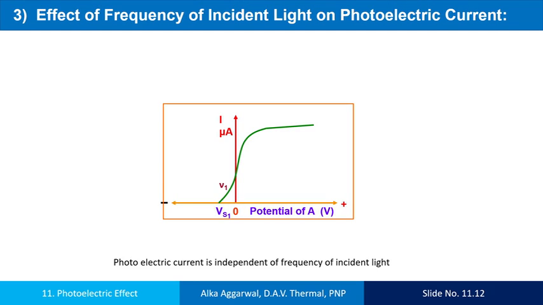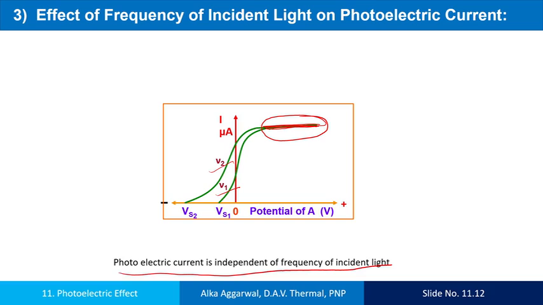When a graph is plotted for the frequency of the incident light, then the shape is like this, and it has been observed that with the increase in the frequency, there is no change in the photoelectric current. Photoelectric current is same, that is the saturation value of the current is same whatever be the frequency of the incident light. It means the photoelectric current is independent of the frequency of the incident light, or you can say the energy of the photons.